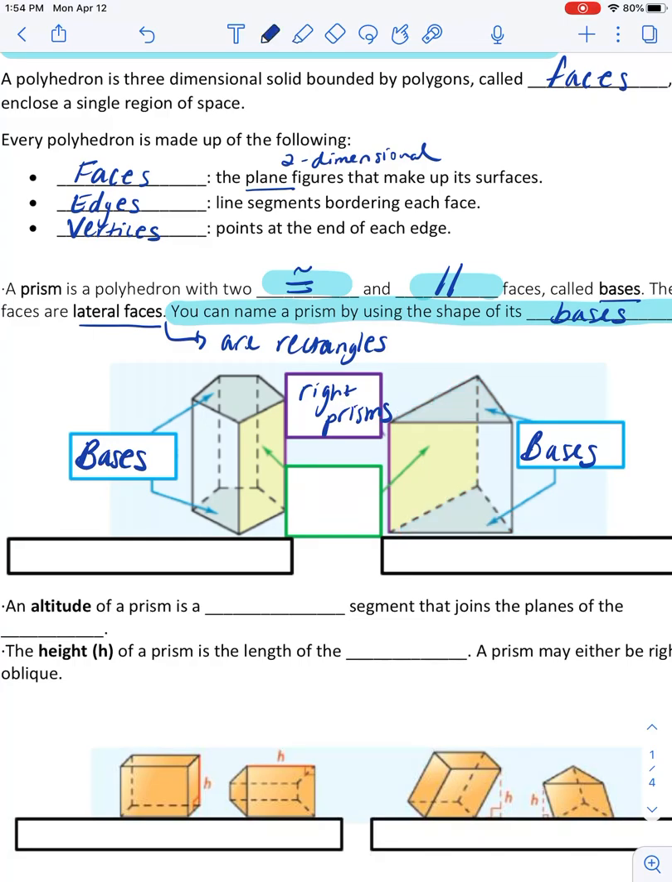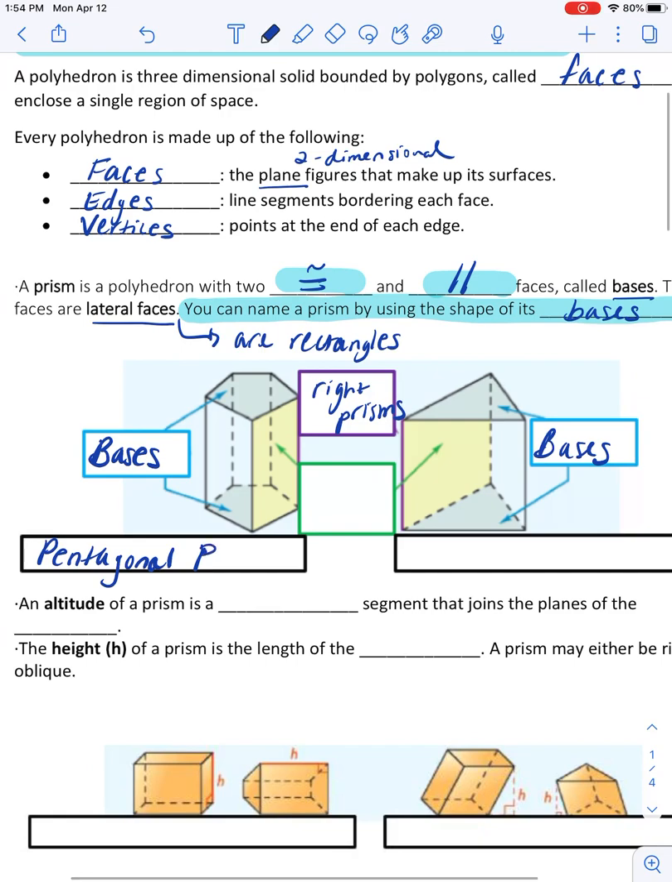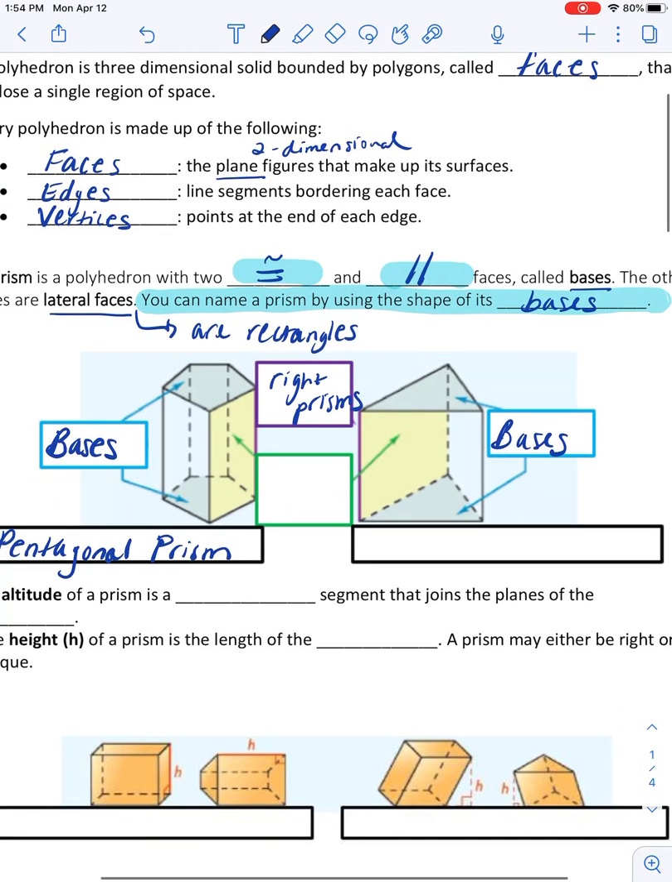Remember, I told you that a prism is named using the shape of its base. The one on the left has pentagons as bases, so this is called a pentagonal prism because the base is a pentagon. Whereas the figure on the right is called a triangular prism because the bases on the right are triangles.